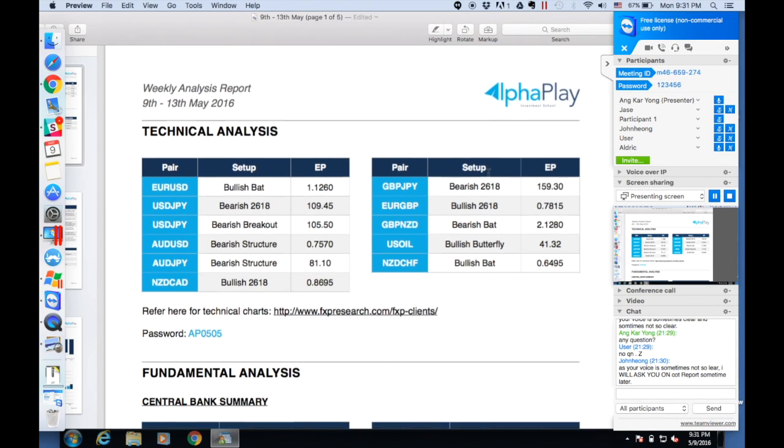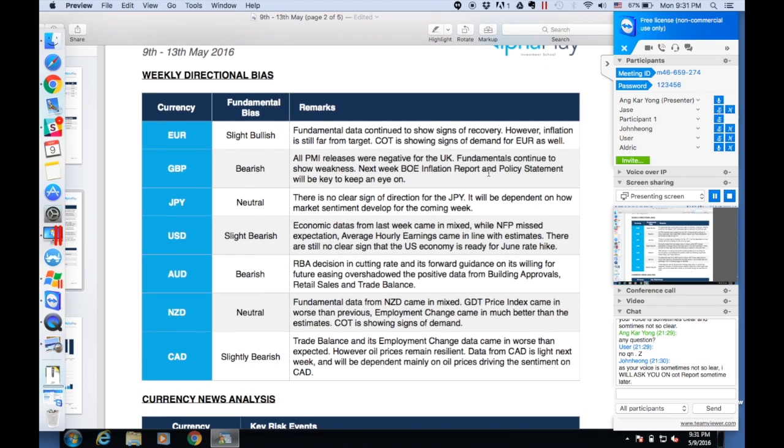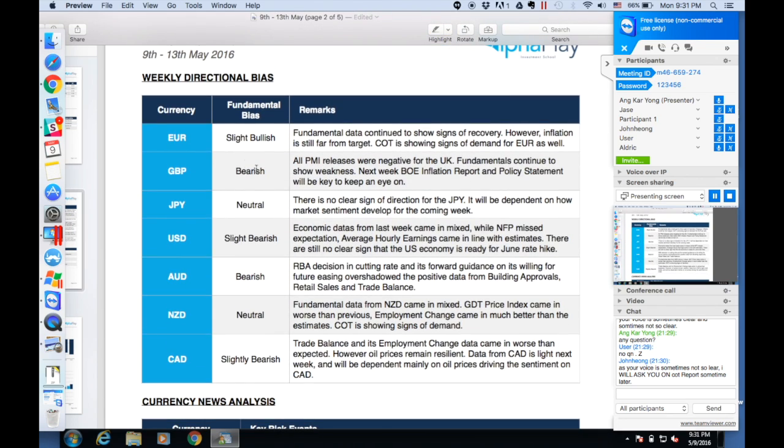If you look into this report on the weekly directional bias, you can see that for the euro currency we are slightly bullish, and there are remarks to it that I just walked you through already, also using the COT report. And if you look at the dollar, we are slightly bearish. If you couple the euro, which is bullish, with the dollar, which is bearish, it gives you a clear direction as to where you have a bias. If you are bullish on the euro, you want to buy the euro.